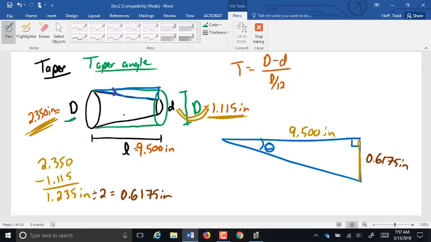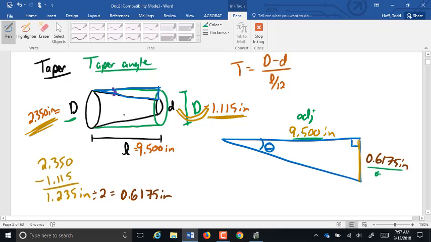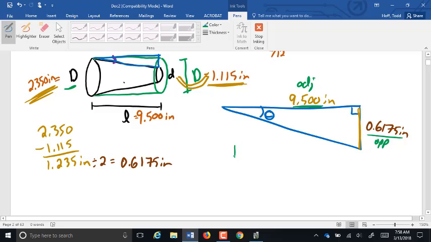So now, according to this angle, which side is the 9.5? Adjacent. Which side is the 0.6175? Opposite. Adjacent and opposite are what trig function? Tangent is opposite over adjacent.